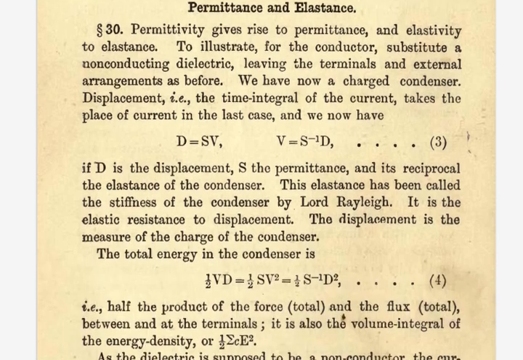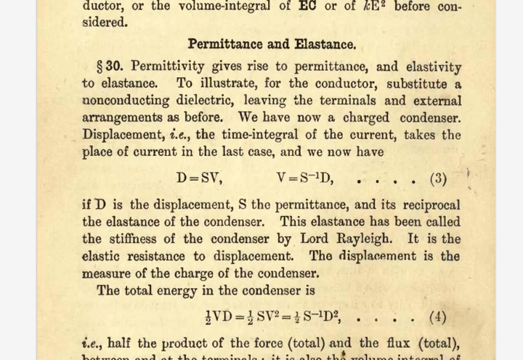Permittance and Elastance. 30. Permittivity gives rise to permittance, and elastivity to elastance. To illustrate, for the conductor, substitute a non-conducting dielectric, leaving the terminals and external arrangements as before. We have now a charged condenser.